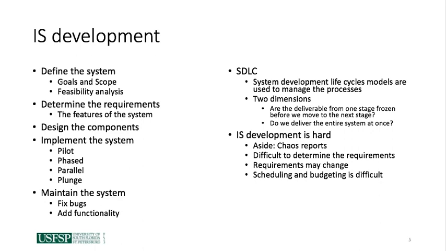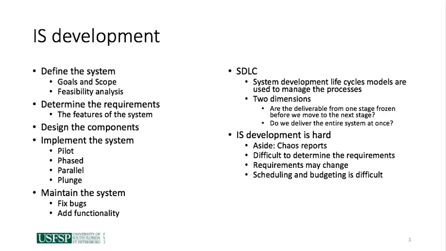First, as we move from one activity to the next, should the results of the first activity, often called deliverables, be frozen, or can they be changed as the information systems is further developed? Second, can the system be delivered in chunks, or does it have to be delivered at once?